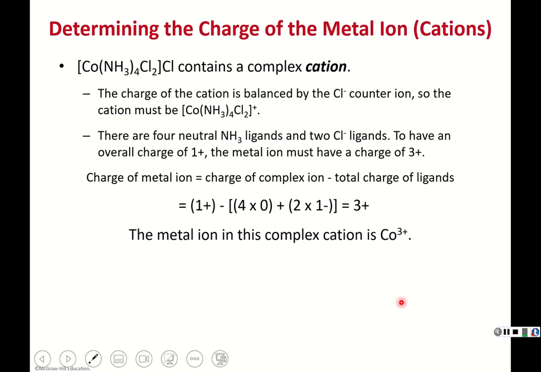Here's an example of a coordination compound that has a complex cation. So cobalt with 4 ammonia and 2 chlorides, and we're balancing that out with 1 chloride anion. That means this whole complex here has a +1 charge. NH3 is neutral, chloride is minus, so there are 2 minuses for the chloride ligands. Overall, we have a plus charge, so that means the cobalt is in a +3 oxidation state.